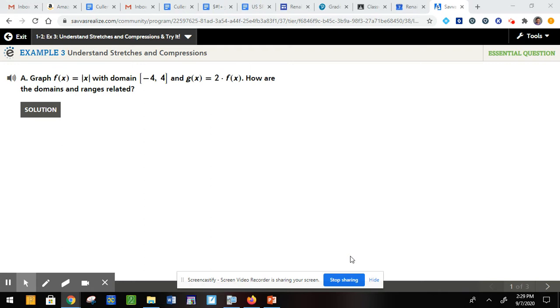So we're first going to look at f of x equals absolute value of x with the domain -4 to 4, meaning we're looking at the absolute value function just between, on the left side, -4, the right side, 4, and everything in between. And then what happens when you multiply by 2, okay? And then how are the domains and ranges related? So let's take a look.